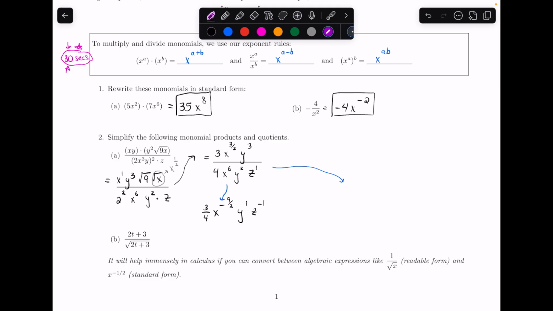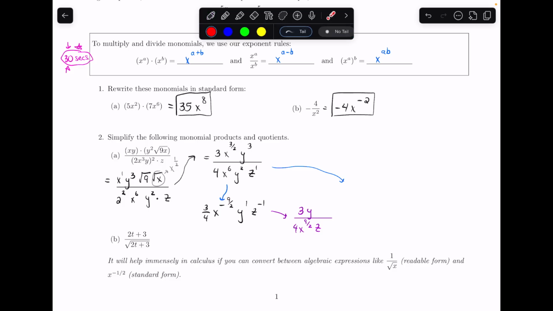Sometimes we like to rewrite this thing to get rid of negative exponents. This problem doesn't ask me to do it, but if I needed to, I could easily do that. So I'll keep the 3 on the top. And the x term and the z term will move to the bottom because they have negative exponents. The y to the 1 gets to stay on top because that's a positive exponent. On the bottom, I'll have this 4, x to the positive 9/2, and then z to the positive 1, which is just z. Okay, so that's what it would be if I wanted to get rid of those negative exponents.